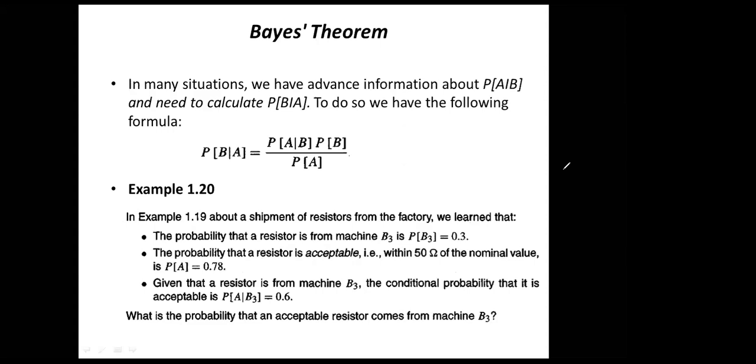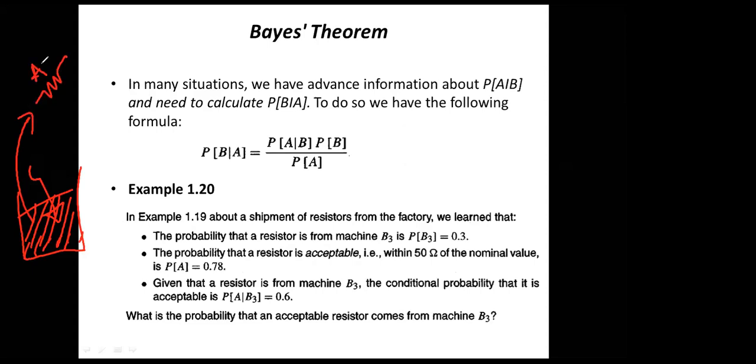In a bucket, I am finding many, all acceptable registers. I have chosen one register. It is accepted. I want to know what is the probability that this register is coming from machine B1. This is the application of the Bayes theorem. From this, we can find out the probability like this. Look at the example, then it will be more clear.